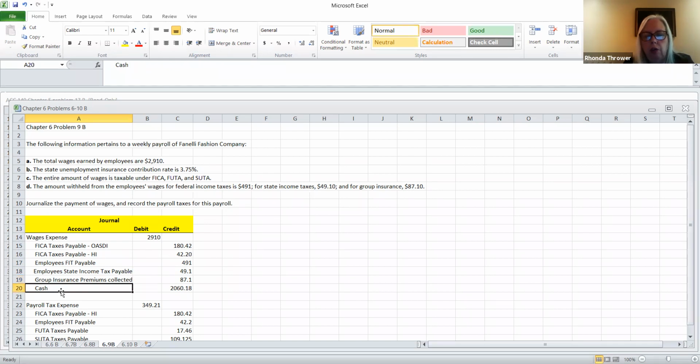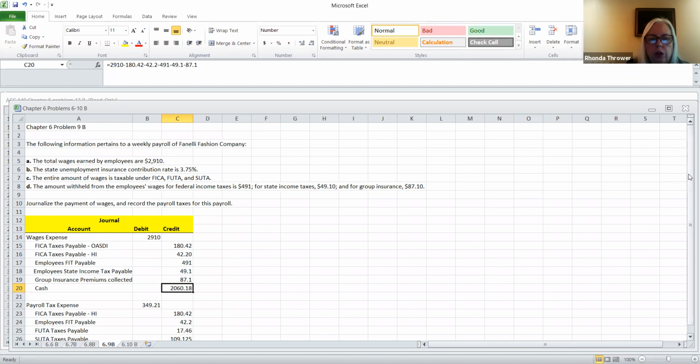Your cash account, however, is an asset account. Your cash account is going down by the net amount that you're paying. The net amount is determined by taking the gross pay and subtracting out each one of these deductions to the employees' accounts. The net amount that we're going to pay in cash is $2,060.18. Cash is credited because it's an asset account and it's going down. And that's the journal entry that we would record for the employee.